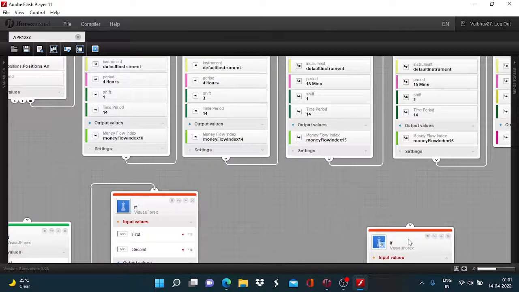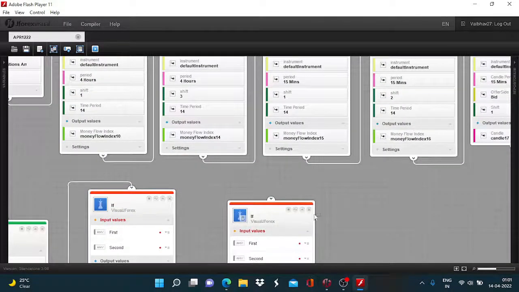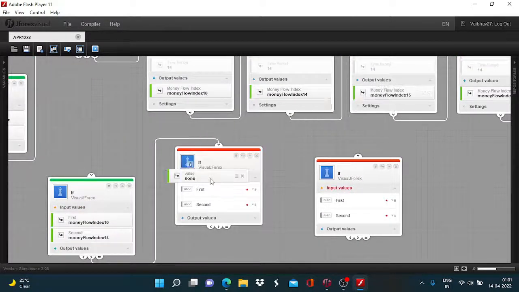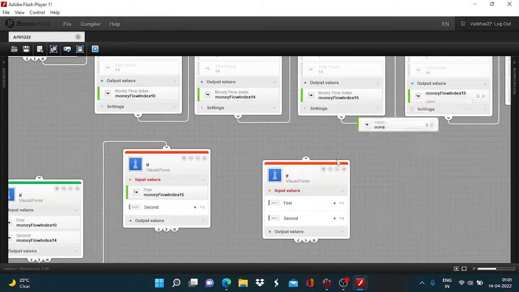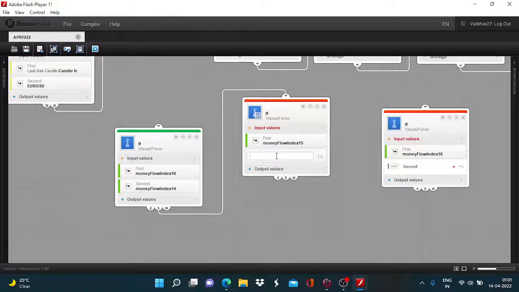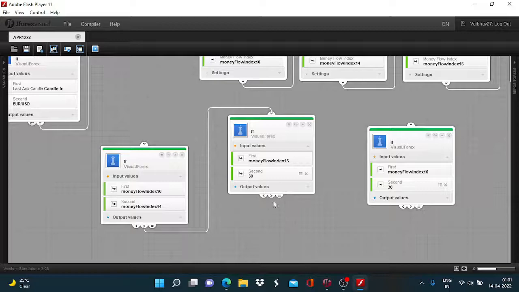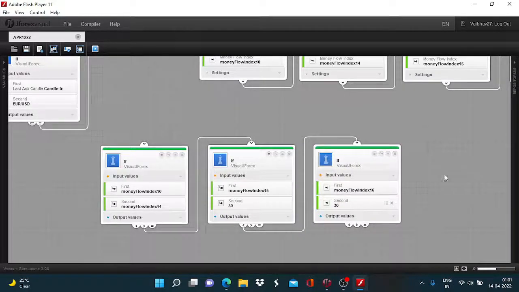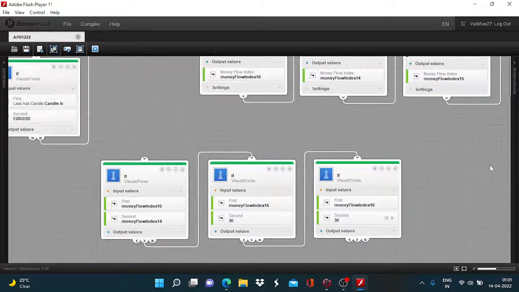And then we consider the money flow index 15 and money flow index 16 values, and both of these should be below 30. So I will put 30 as the second input. First input less than second input. All right.